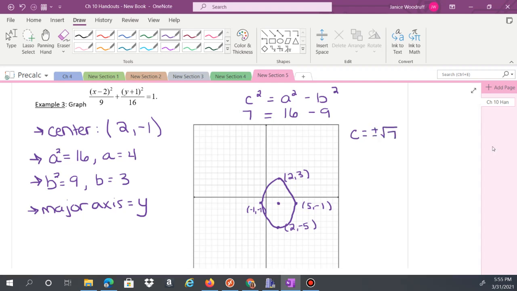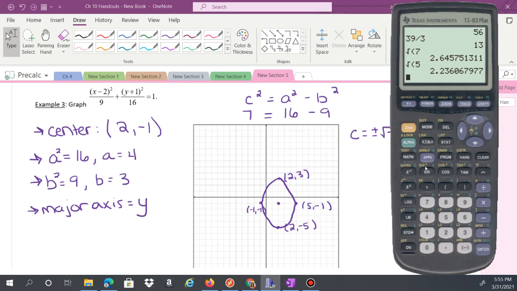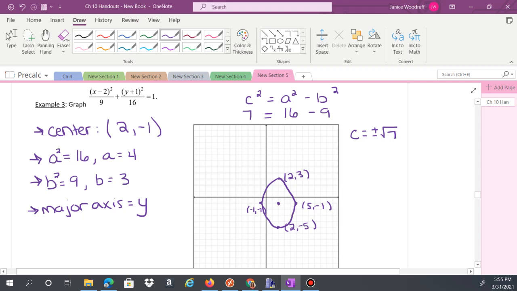Now this is going to be harder to graph because it's not a 0, 0 center. But if we really wanted to do that, just do 2.6. That should be fine. So 2.6. So there I'd go up 1, 2.6, maybe like right there. Down 1, 2.6, right there.